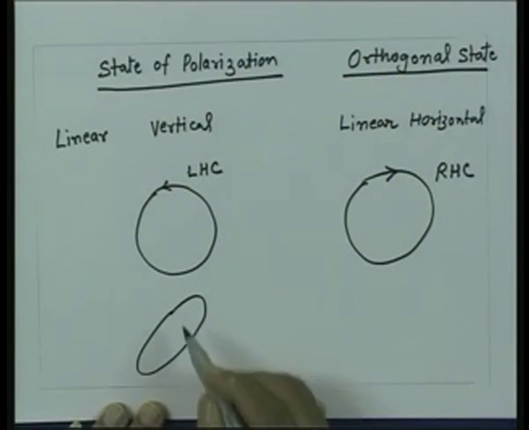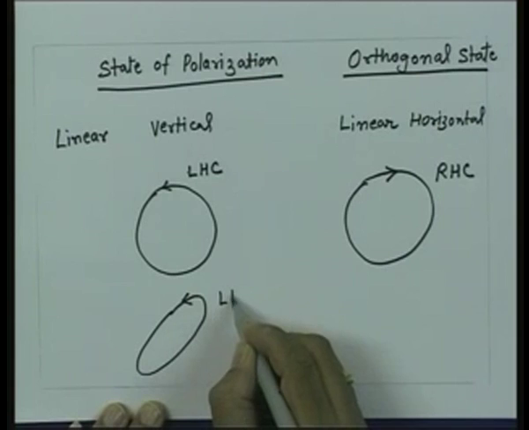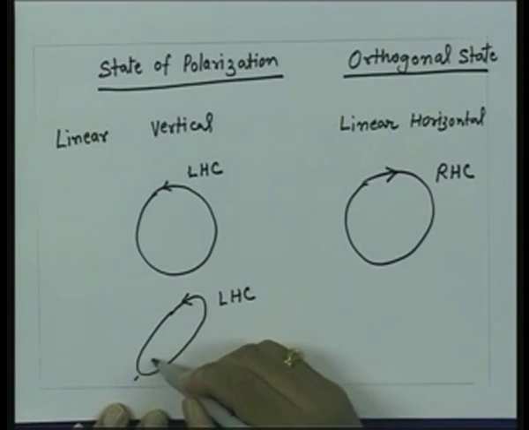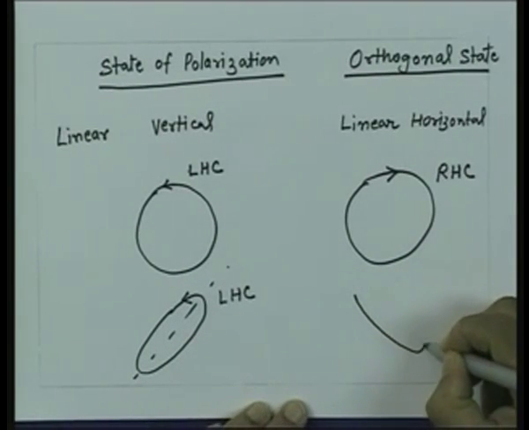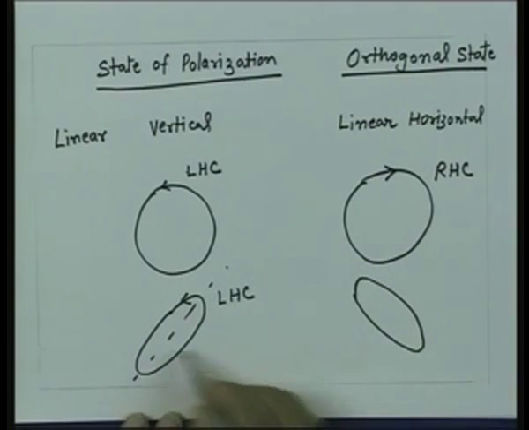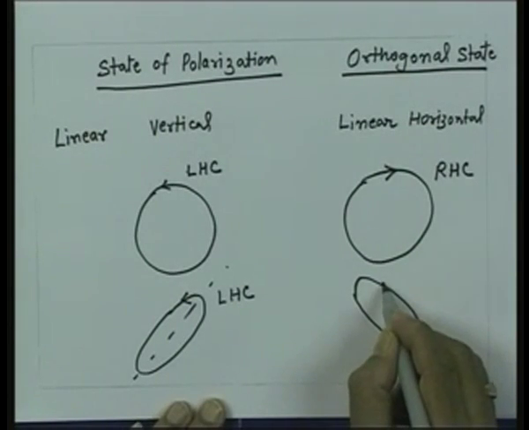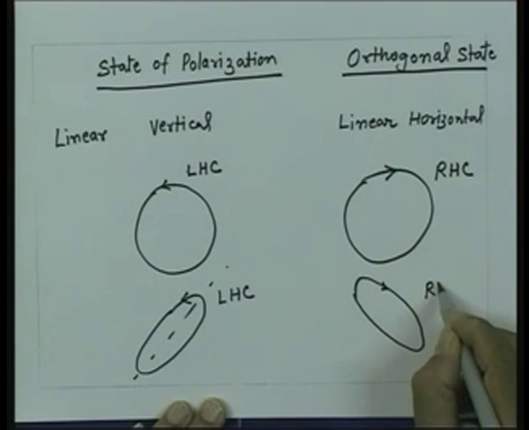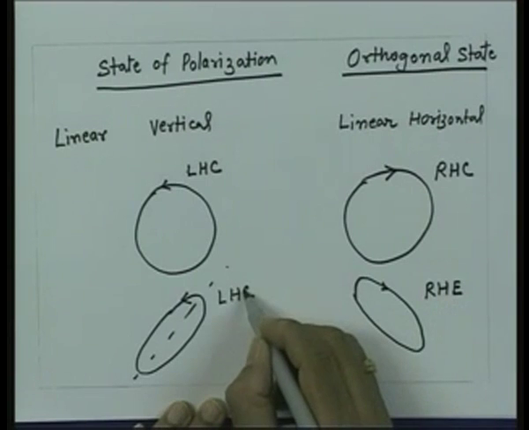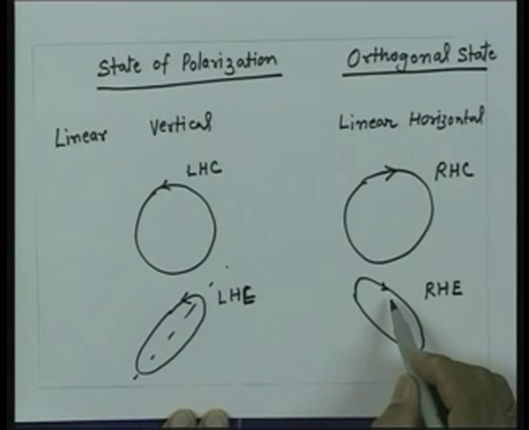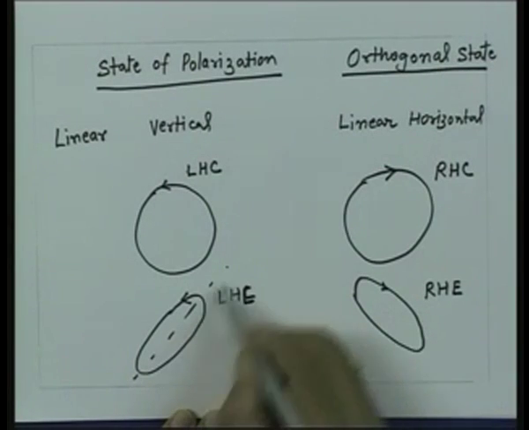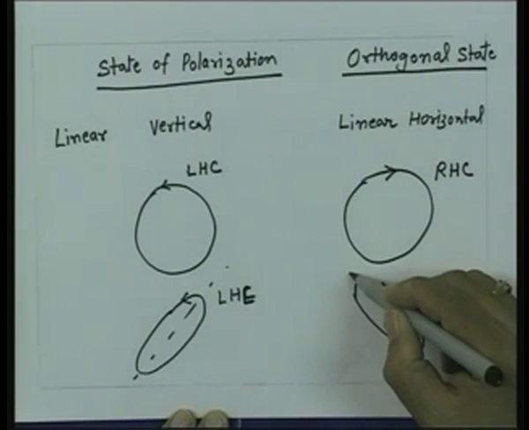So, if I take an ellipse which is like this, and if I say this is the left-handed elliptical, this is the major axis now. If I take 90 degrees with respect to this, with the same ellipse, the axial ratio is same for these two. The sense of rotation is opposite, so this becomes right-handed elliptical here. So, for these two ellipses, the axial ratio is same, the sense of rotation is opposite, and the tilt angle is changed by 90 degrees. These two represent the orthogonal states of polarization.